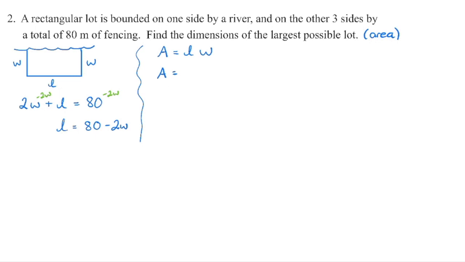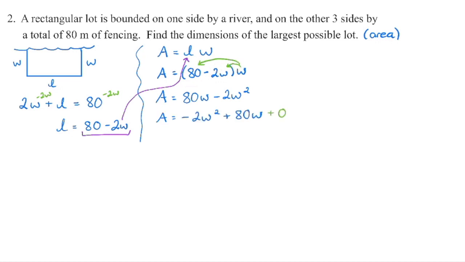So I can now take what L is equal to, and let's substitute it up here in the place of L. So I'm going to have L, which is 80 minus 2w, and then times w. We now have a quadratic function. Let's distribute in this w to get rid of those brackets, and then we can just rewrite this. Remember, a is in front of the squared term, b is in front of the w term, and c is our constant term, which I'm just going to fill in as 0.